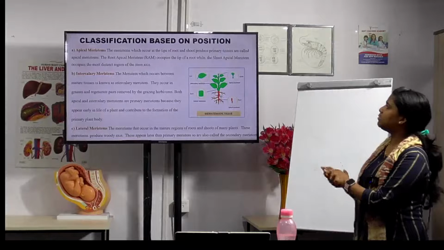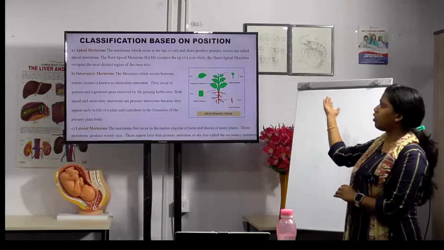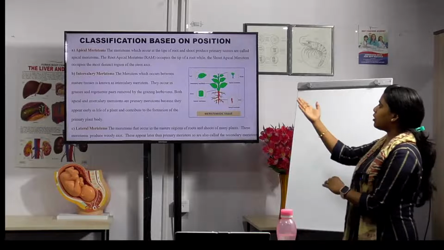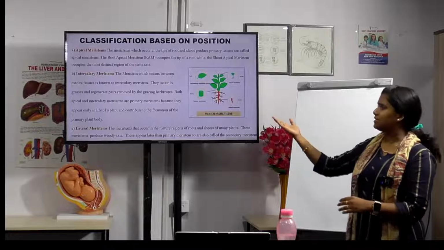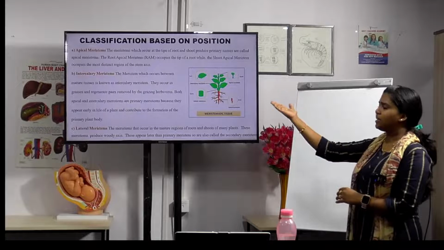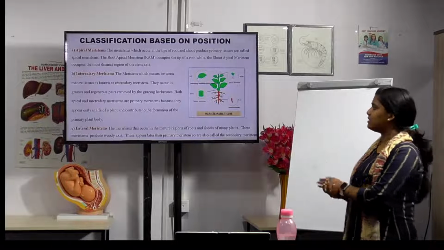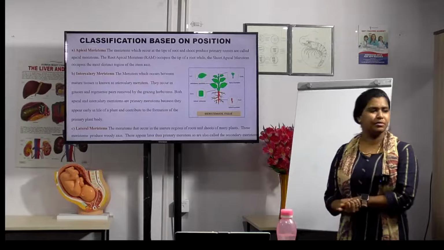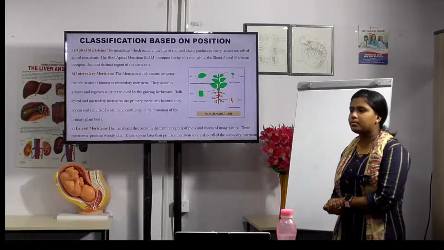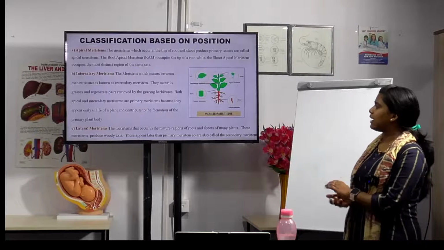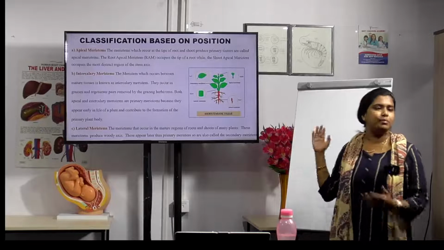So the meristems that occur at the tip of the root and the shoot and produce primary tissues are called apical meristems. It occupies the tip of the root, while the shoot apical meristem occupies the stem axis. And intercalary meristems between the mature tissues occur, for example, in grasses and regenerate parts removed by grazing herbivores. What is grazing herbivores? Grazing. Yes, both apical and intercalary meristems are primary meristems because they appear early in the life of the plant itself.